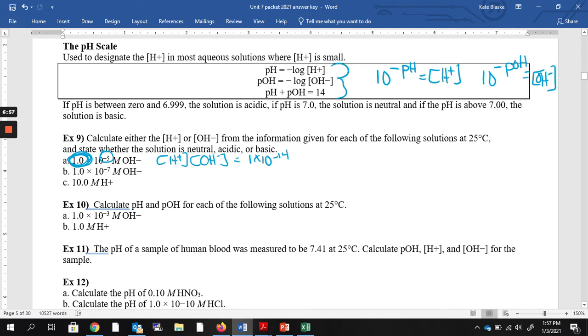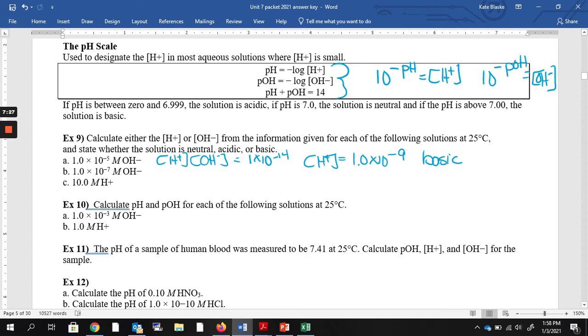So if my OH concentration is 1 times 10 to the negative 5th, that means that my H plus concentration should be 1 times 10 to the negative 9th. In this case, it says state whether the solution is neutral, acidic, or basic. My OH concentration is larger than my H plus concentration, so this is going to be a basic solution.